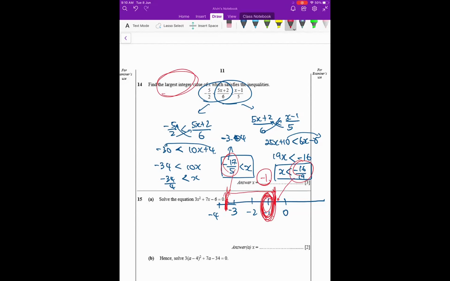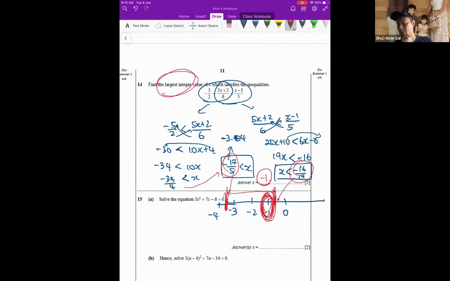So the answer for this question will be minus 1. That would be the biggest integer. Yes, it's negative 34 over 10. Negative 34 over 10. But it can be reduced. 34 over 10, then we reduce, will be the same value. But you wrote 34 over 4. Ah, okay. Thank you. 34 over 10.